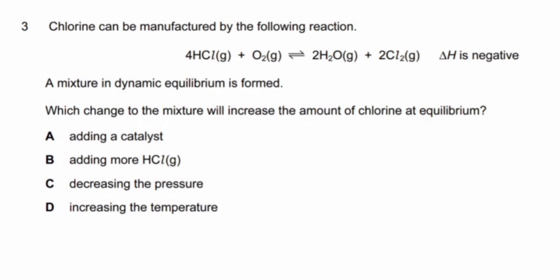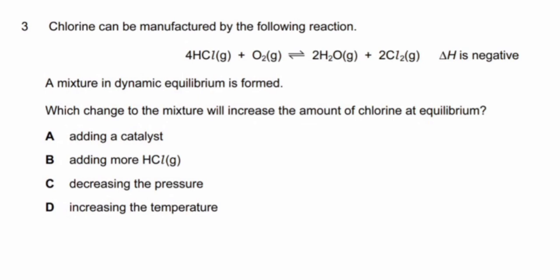Adding a catalyst? No, a catalyst does not affect the equilibrium in any case. It just increases the rate of reaction. Adding more HCl. If we increase the concentration of the reactant side, then the equilibrium moves towards the product side and the forward reaction is favored. Let's come back to B again.